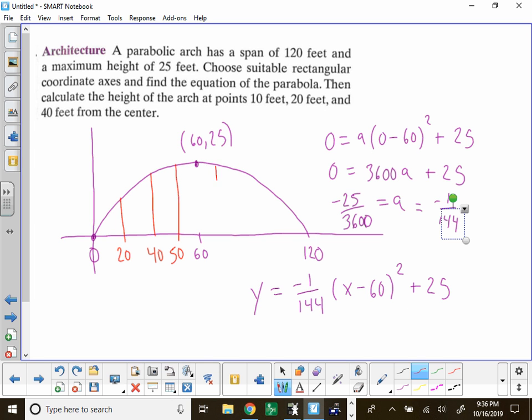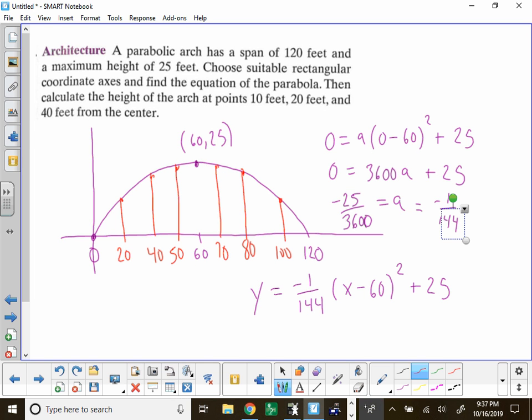Likewise, if you go 10 feet above, you would put in 70. And then 20 feet above, you'd put 80. And then if you go 40 feet above, you would put in 100. And then those y values would be the height of my arch here.